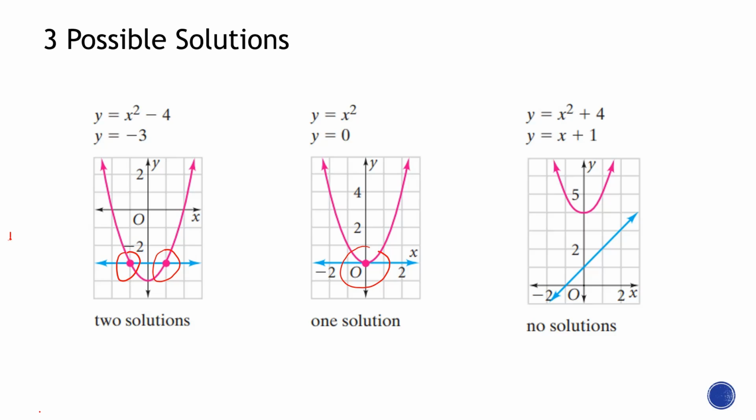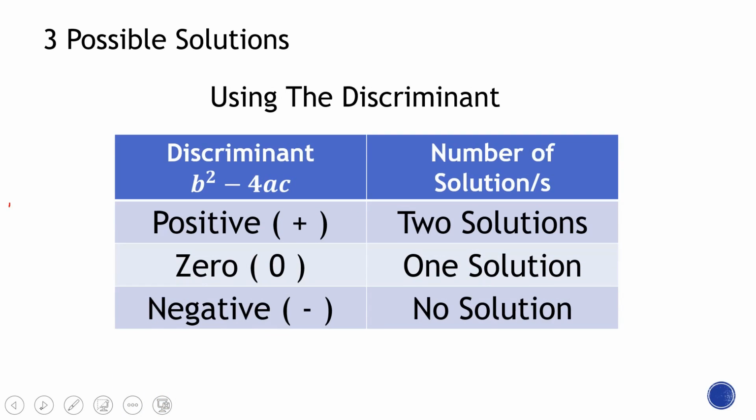Now, this is in terms of graph. What if the given is in terms of equations? How will we know? Here we will be using the discriminant. As we all know, the discriminant is equal to b squared minus 4ac. If the system has a positive discriminant, there will be two solutions. If the discriminant is equal to 0, there will be one solution. And if the discriminant is negative, then there will be no solution at all.